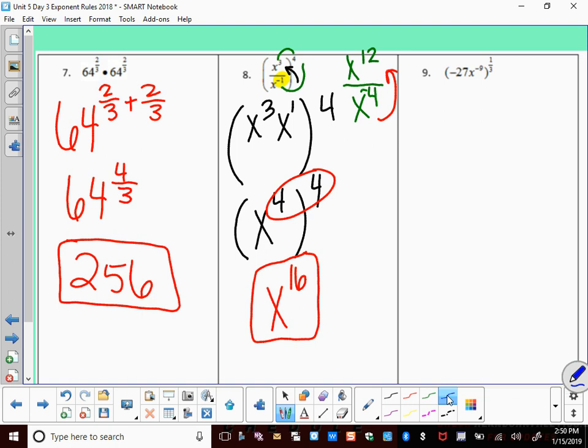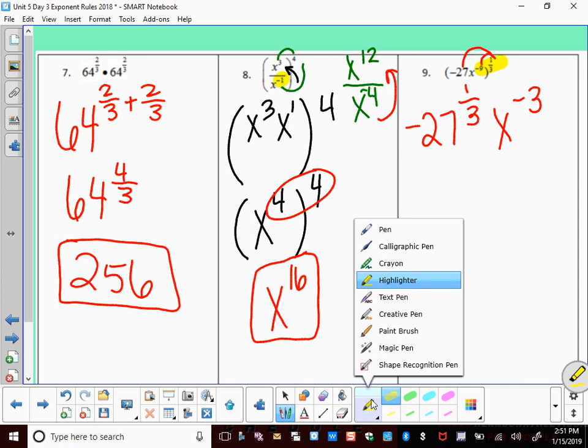All right, the last one. I can't do anything inside my parentheses yet, so I distribute my 1/3. What's negative 27 to the power of 1/3? And then x times negative 3. Negative 9 to the power of 1/3 is negative 3. We just had to multiply those two. Do we understand what we're doing when we are multiplying negative 9 and 1/3? Okay, power to a power, we have to multiply.